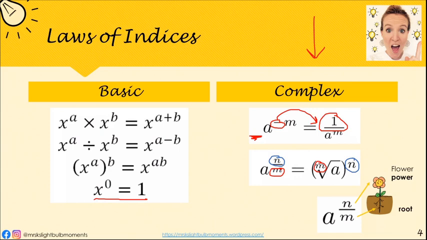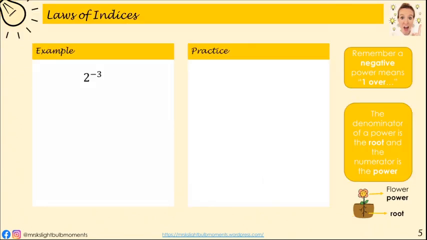Okay, let's put this into practice and have a go at a question. I'm going to do one first, then you can have a practice. For this first example, we've got a negative power. Do you remember the negative power meant 1 over? If I take away that negative, I'm left with 2 cubed. So that's what goes underneath our fraction. We can simplify that because we know what 2 cubed is. 2 times 2 times 2 is 8. So our answer is 1 over 8.